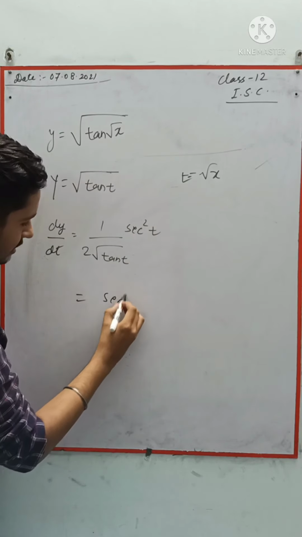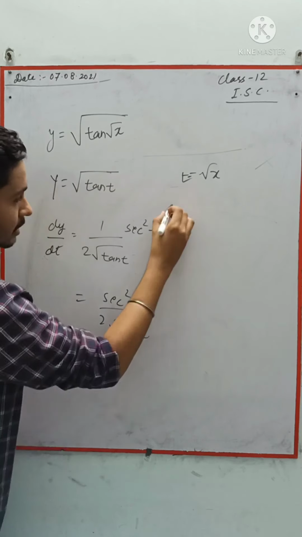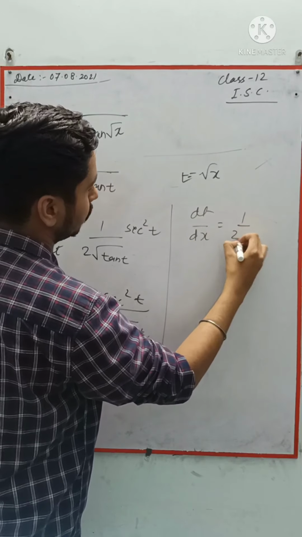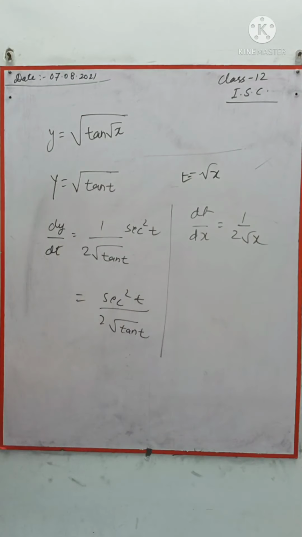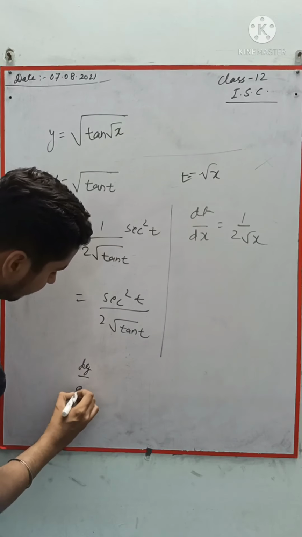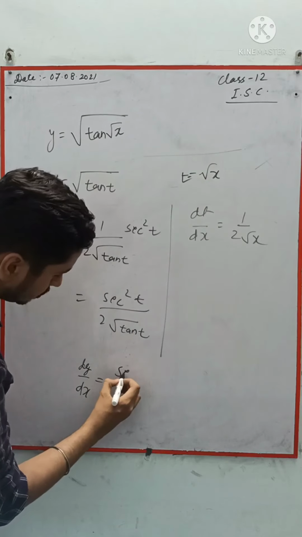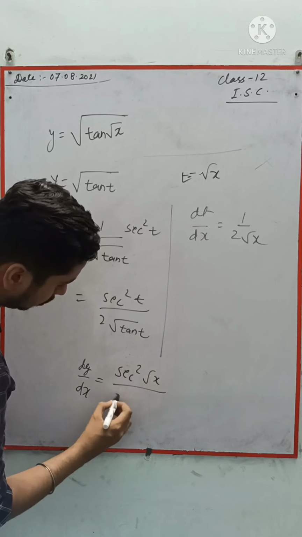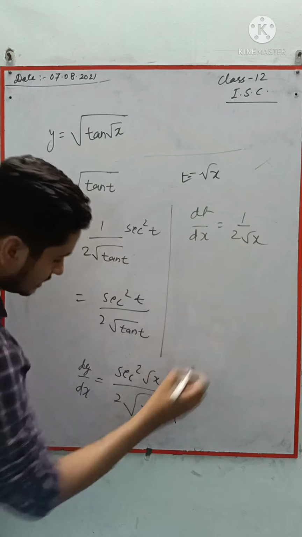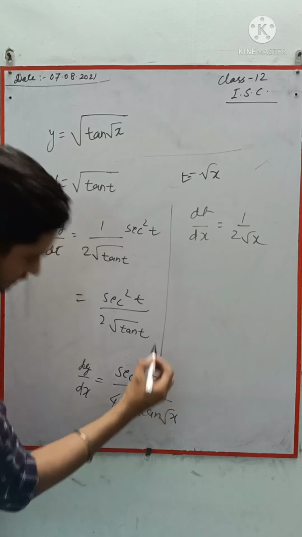So finally sec square t upon 2 root tan t. Now coming here, you have dt/dx will be 1 upon 2 root x, simple. Okay, now multiply these two to get dy/dx. So your dy/dx will be equal to, and replace this t with root of x, so sec square root x upon 2 under root of tan root of x, and this is 2 2s are 4, and root of x if you multiply inside, so x.